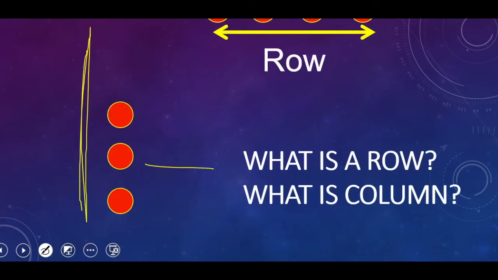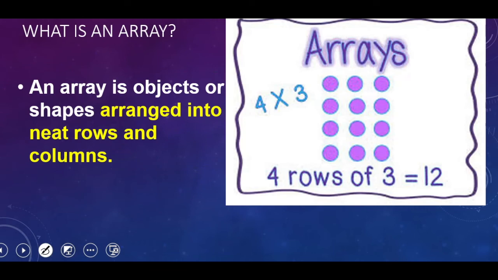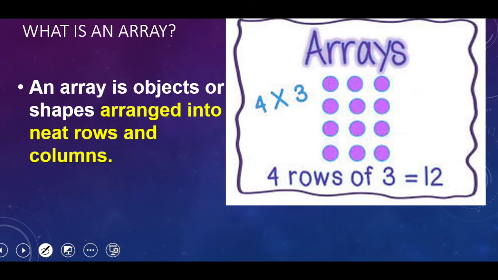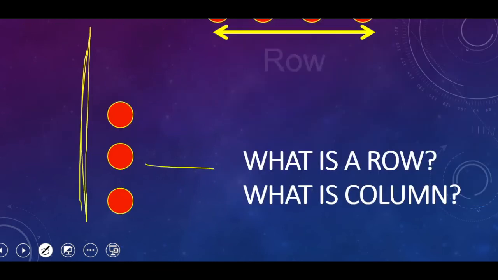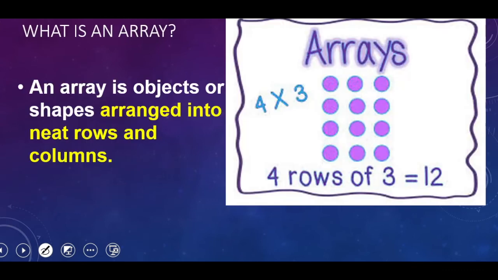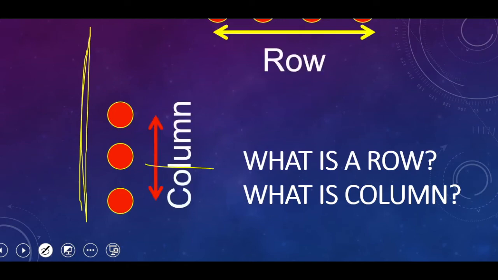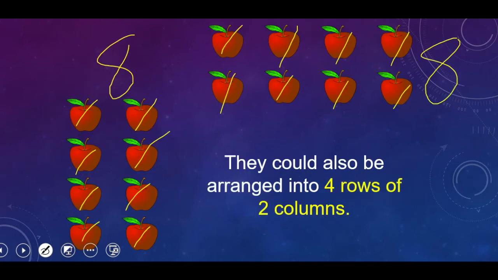Let me go back. Here. Groups with an equal number of items in each group. Remember arrays. When they're arranged into rows and columns, remember that a row goes across, side to side, and a column goes up and down, okay?